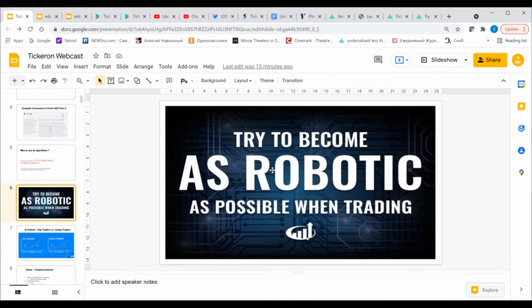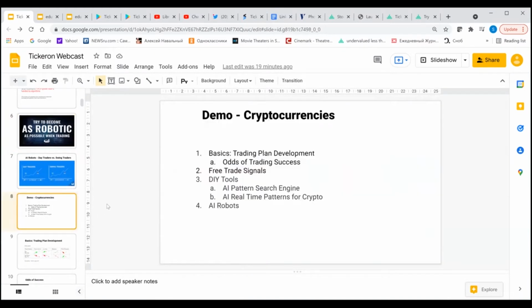We're building robots for day traders, swing traders, for stocks, ETFs, crypto, and forex. Today I'm going to cover some basics of trading plan development. I will show you how to use our system for free trade signals. Then I will show you do-it-yourself tools where you can build your own robots, and then how we build our own robots. We build our own, so you can use them too by subscription.